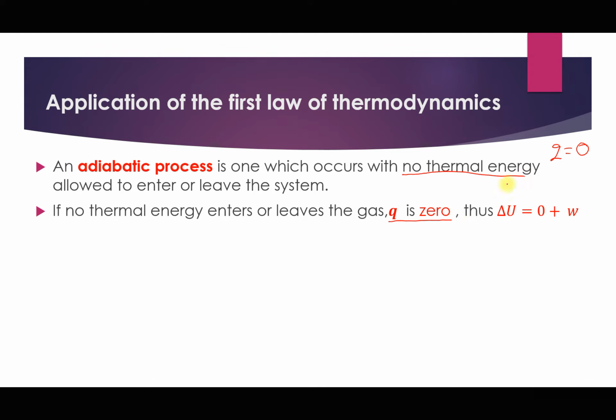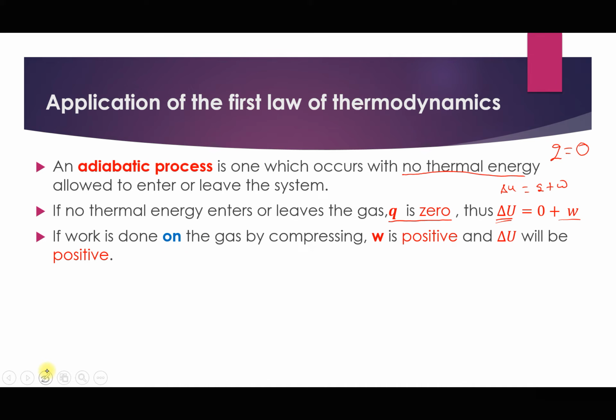If we talk about the first law of thermodynamics, delta U is equal to Q plus W. So Q will be zero. That means delta U is going to be equal to positive W. Now, the internal energy will either be an increase or a decrease depending on the value of W. If work is done onto the system, W is positive, so the internal energy will be positive. That will be an increase. If the system expands, work is done by the system, W will be negative, so the internal energy will also be negative, which will be a decrease.